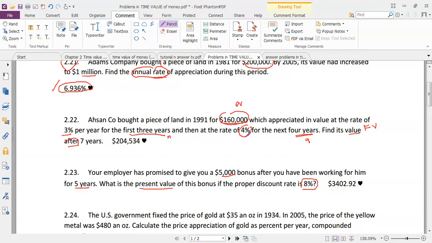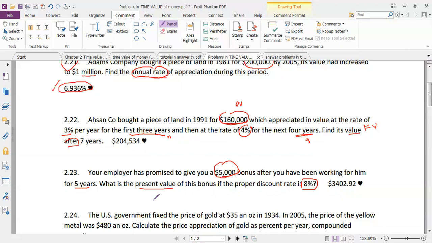Okay, so kita dah tahu. What is 5,000? Is 5,000 present value or future value, guys? What is the amount of 5,000 here? Is it future value or present value? Present value. Are you sure it's present value?